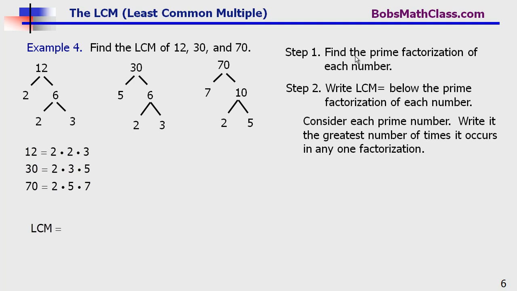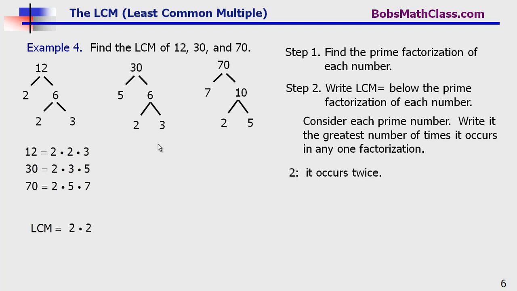So the 2, it occurs how many times in the top row? Twice. How many times in the middle row? Once. How many times in the bottom row? Once. So what was the greatest number of times that it occurred in any one row? Twice. So the 2, it occurs twice. So we're going to have 2 2's. 2 times 2.